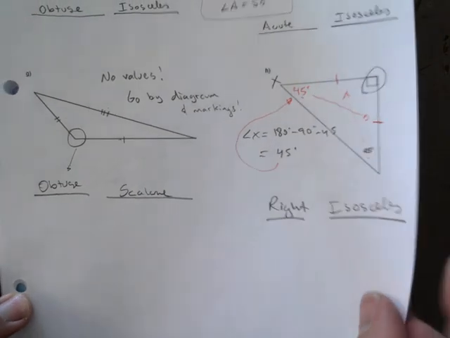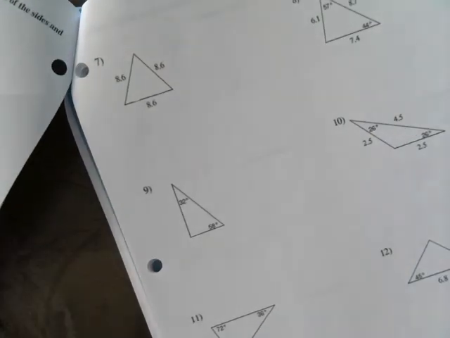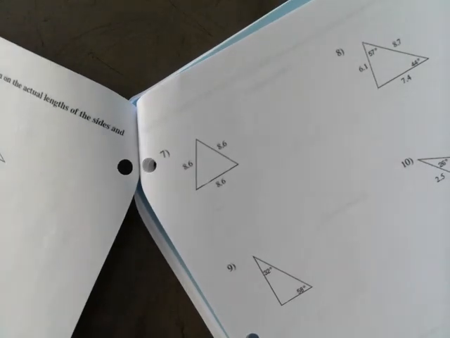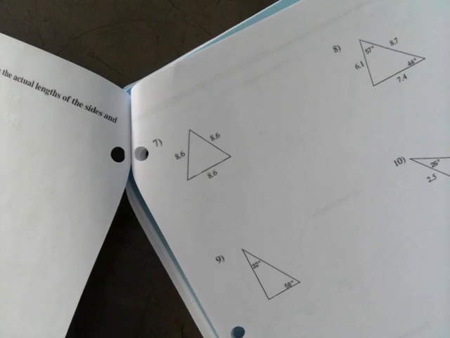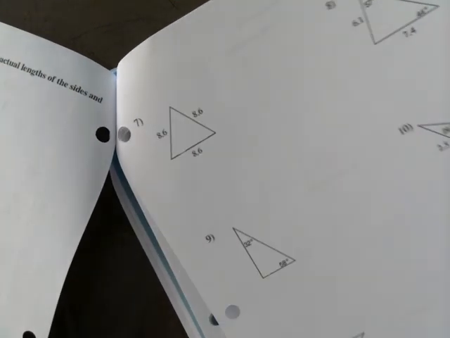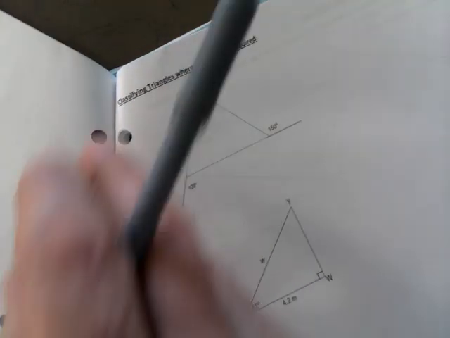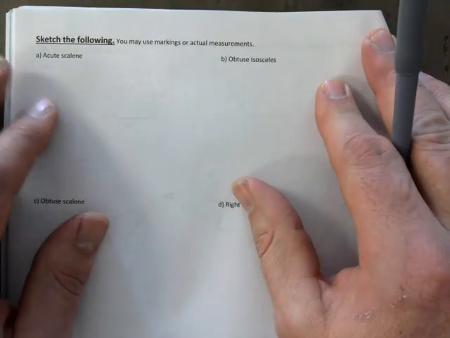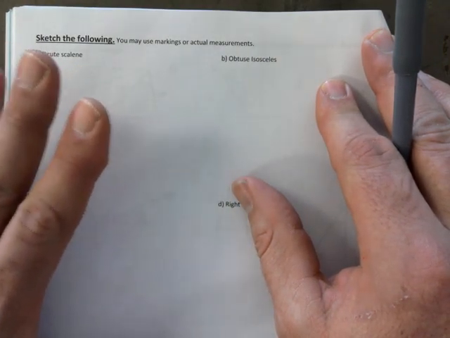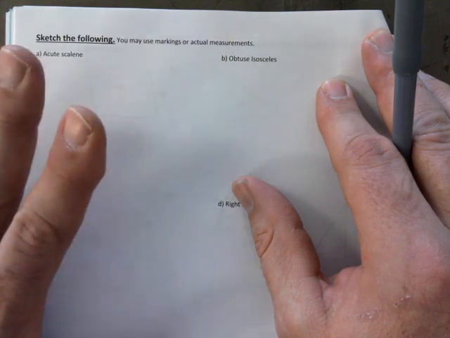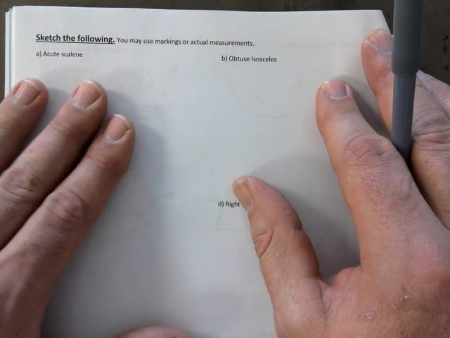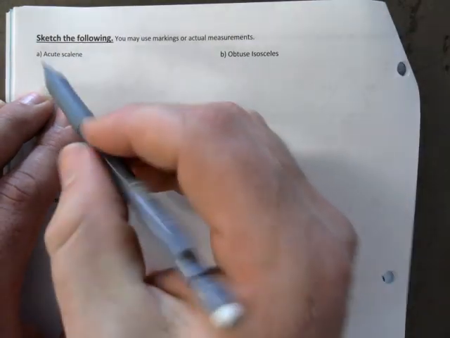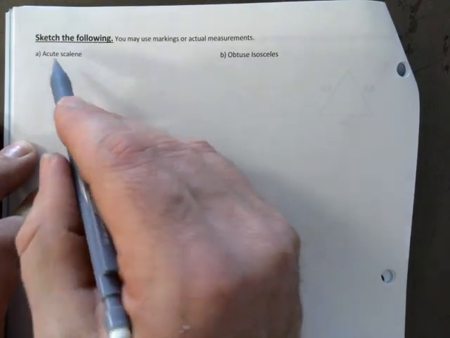Let's keep going. Ooh, time is tight. So 9 to 11 is what I would suggest you do. I will scan those and post them tomorrow. But let's go to 11 real quick. I need you to be able to sketch it using appropriate markings or numbers, whatever you want to do. Before we go, I'll show you one or two examples.